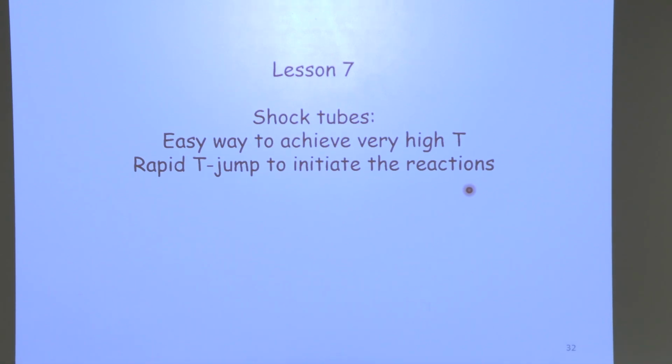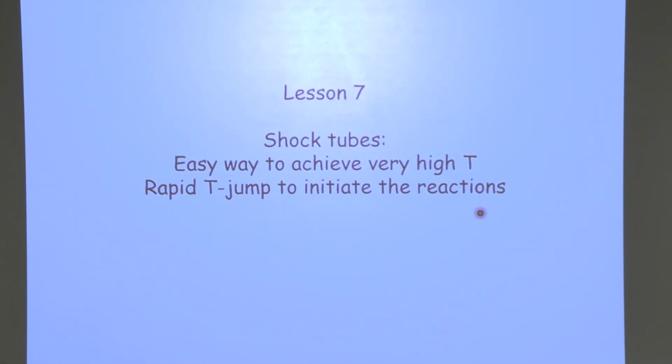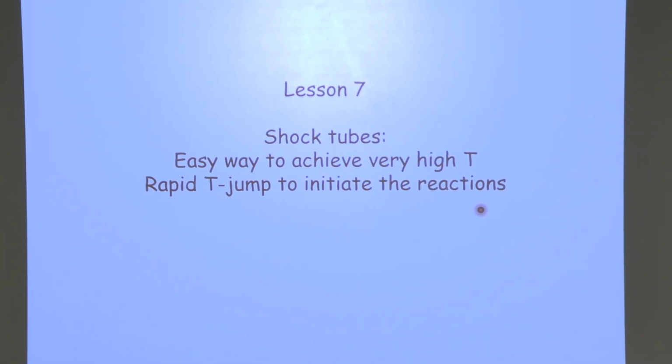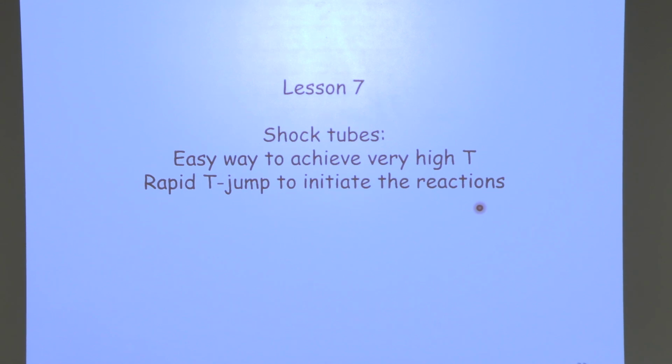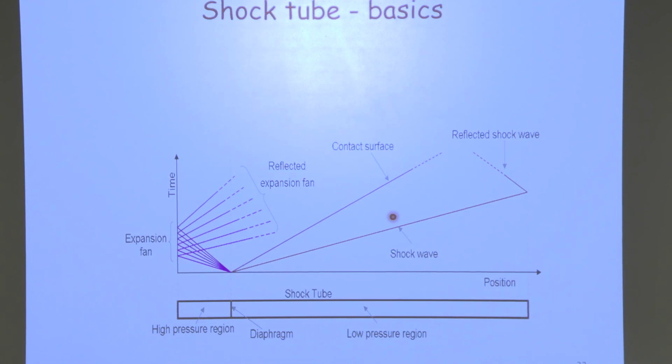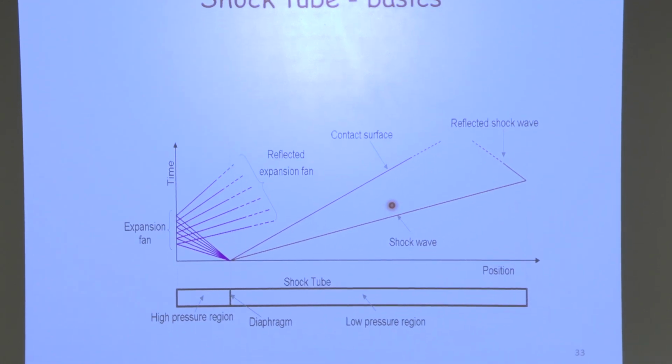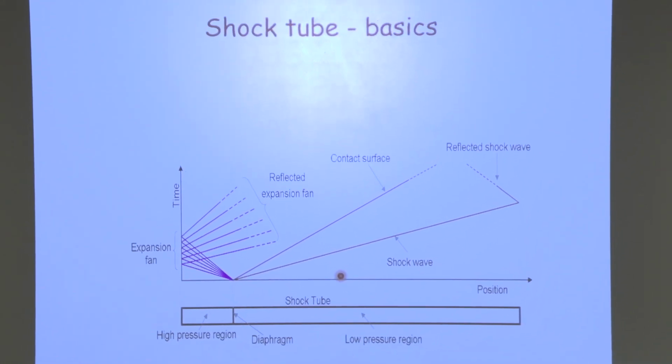All right, so that was all about laser flash photolysis. That's one very popular way to try to make radicals and then determine rate coefficients. Another really popular way, and I know some people in this audience do it, is shock tubes. And that's a way that you can jump the temperature up very fast to initiate the reactions. Shock tubes are a little confusing. See if I can explain for those of you who don't do it.